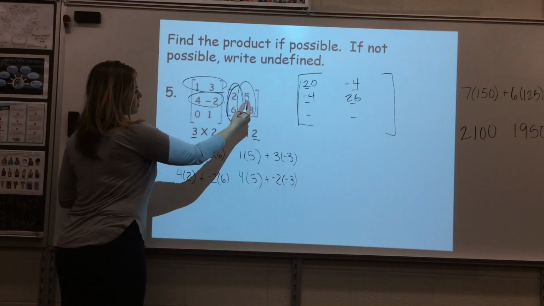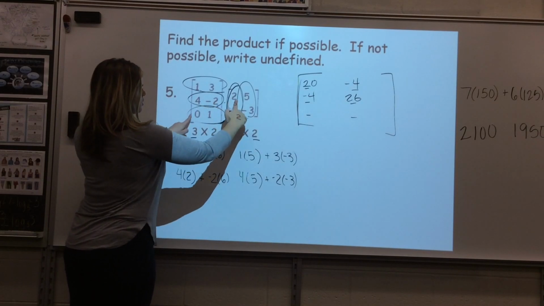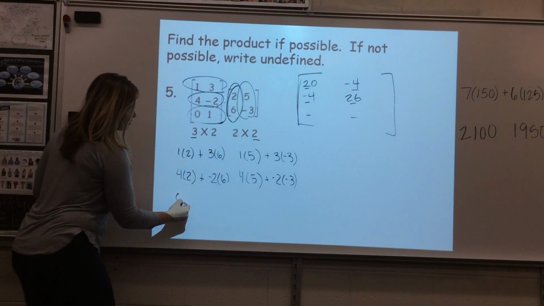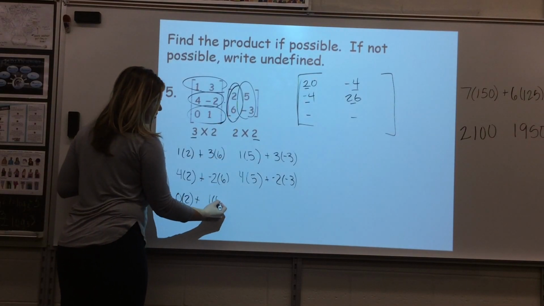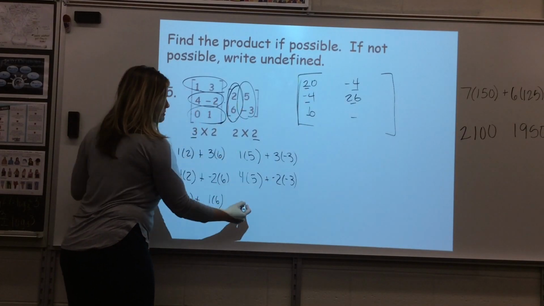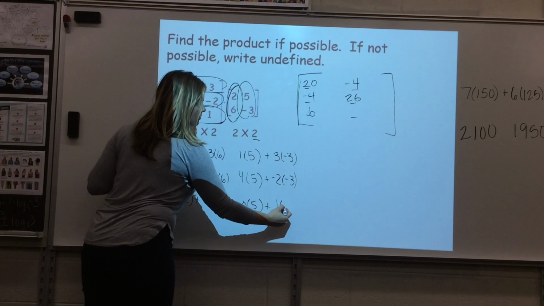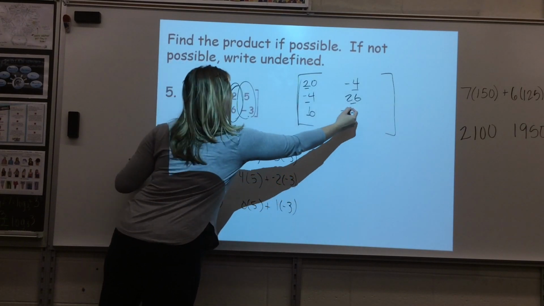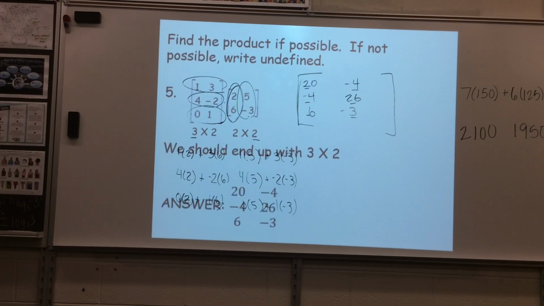We've exhausted our columns, so we move down to the next row. Row to column. 2 times 0 is 0. 1 times 6 is 6. 0 times 5. 1 times negative 3. Negative 3. Are we correct? We ended up with a 3 by 2. Yes, we are.